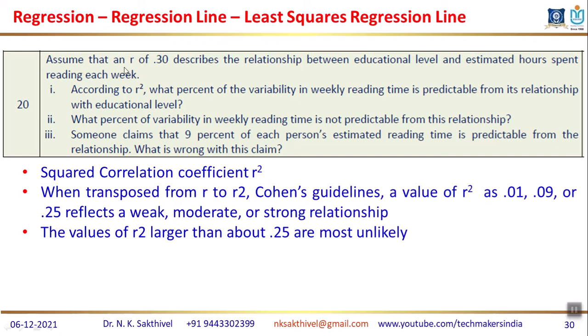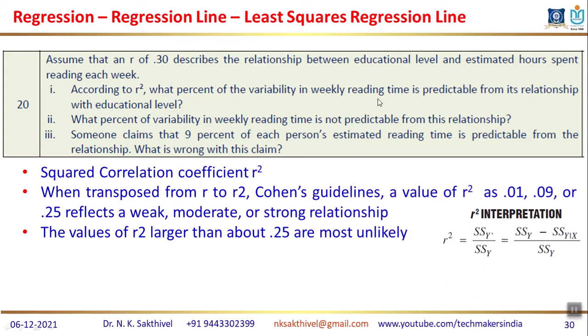Okay. So assume that R is 0.30, which describes the relationship between education level and estimated hours spent. That you all know very well. According to R squared, what percentage of variability in weekly reading time is predictable from its relationship with education level? According to R squared, what percentage of variability in weekly reading time is predicted?